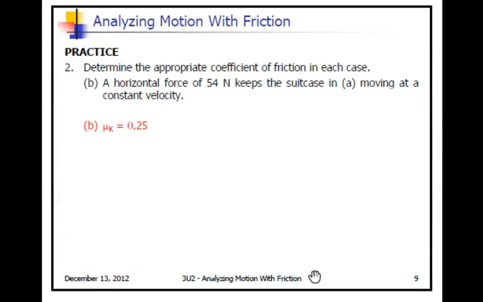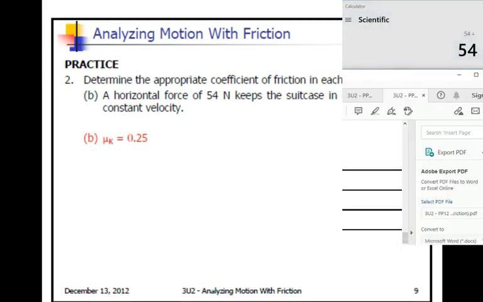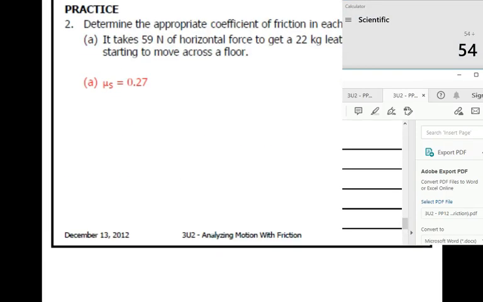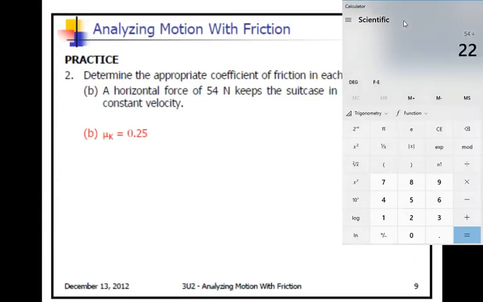Same idea. If it takes 54 newtons to keep the suitcase moving, what is the kinetic coefficient of friction? So here, if it takes 54 newtons to keep it moving, then what was the mass of this again? That doesn't show there. It's a 22 kilogram suitcase. So we have to divide by 22 and 9.8 again, and we get 0.25. So the kinetic coefficient of friction is less.